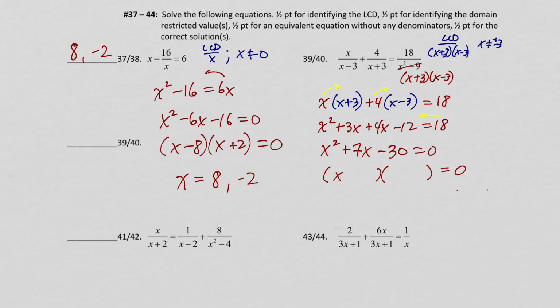Factors of negative 30 that add up to positive 7 are positive 10 and negative 3. So this gives us x is equal to negative 10 and positive 3. But the restriction was x cannot be equal to positive or negative 3. So this has got to be thrown out. So the answer is just negative 10. That's left over.